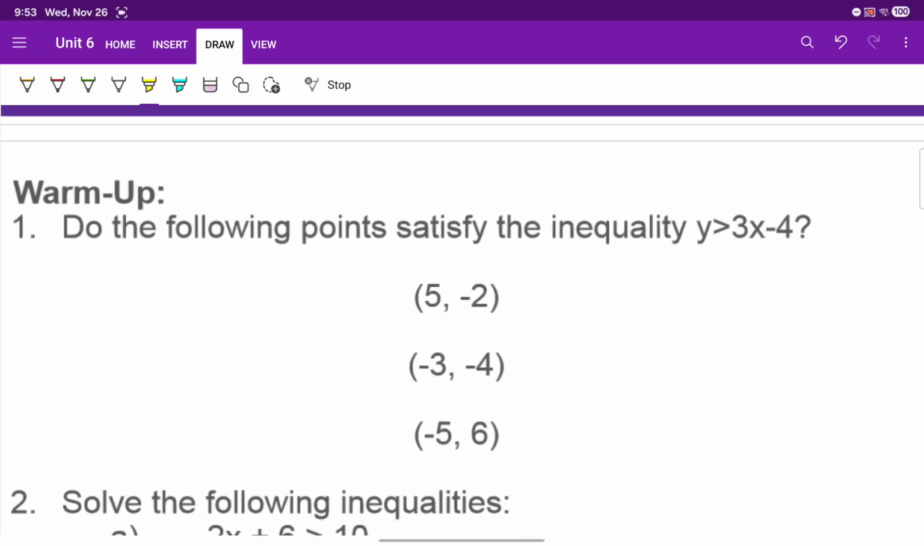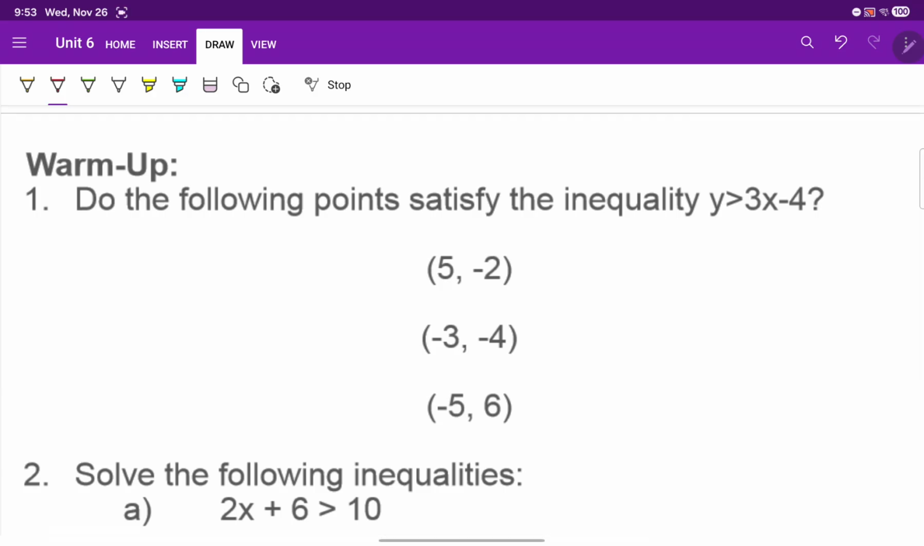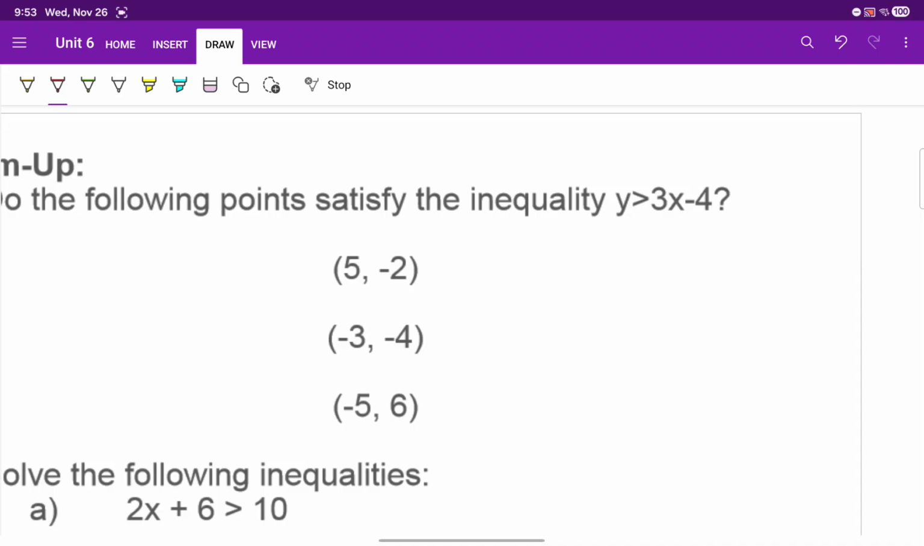The first question, and we've done something like this earlier in the year, says: do the following points satisfy the inequality? I'm going to show you how to do the first one, and then you can pause the video and try the next two, or just keep the video playing and we can test them all out. In each of these, we have an x coordinate and a y coordinate, and for each I'm going to substitute my x and my y into my inequality.